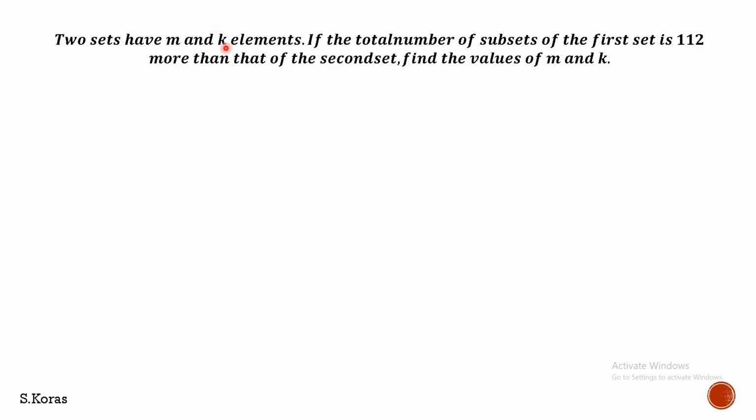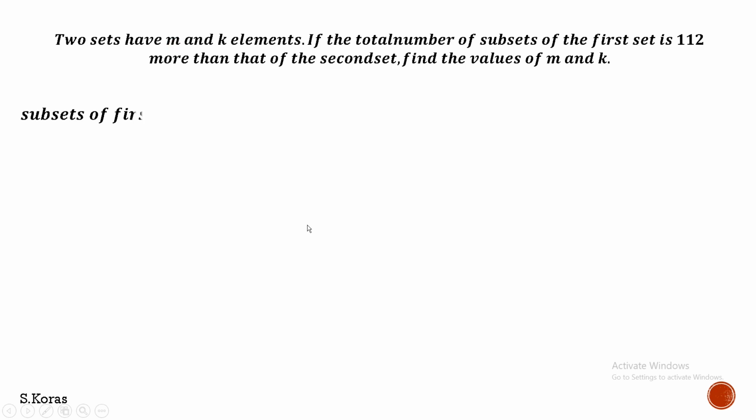So let us take the first clue. The question is: two sets have m and k elements. The total number of subsets of the first set is 112 more than that of the second set. Find the value of m and k. So it's easy. The first clue gives that the number of subsets in the first set is more. So clearly the first set has more elements.